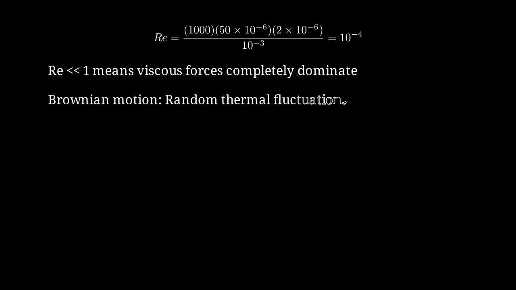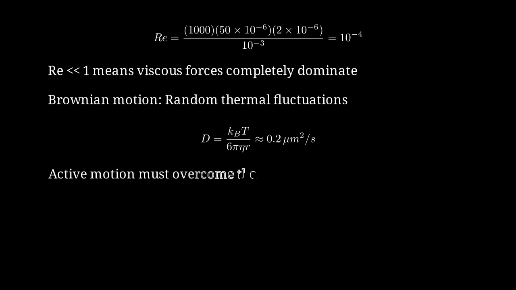Additionally, thermal fluctuations cause random Brownian motion. The diffusion coefficient for a 2 micrometer particle in water is about 0.2 square micrometers per second. This comes from the Stokes-Einstein relation, D equals k_B T divided by 6 pi eta r, where k_B is Boltzmann's constant, T is temperature, and r is particle radius.